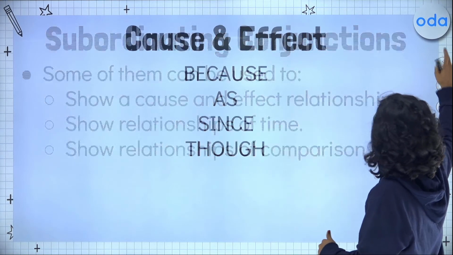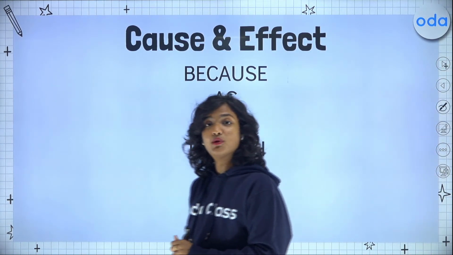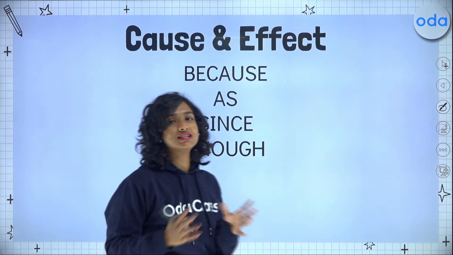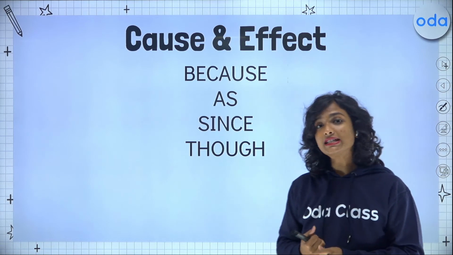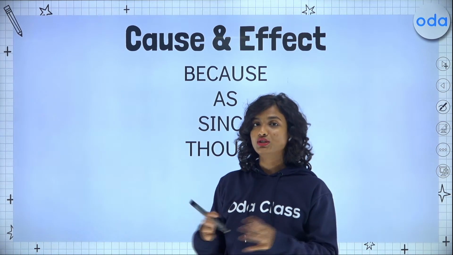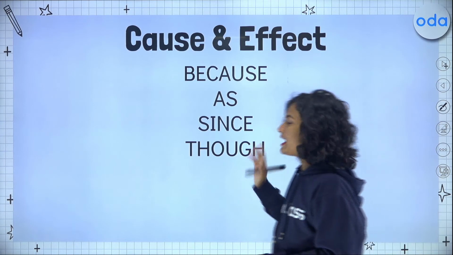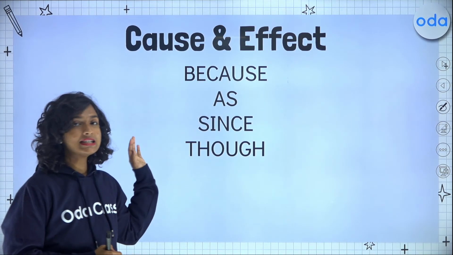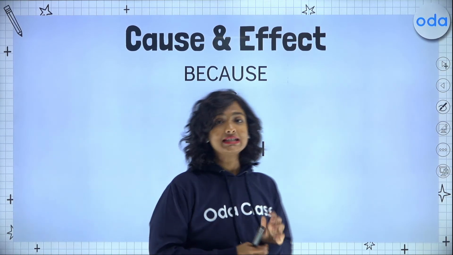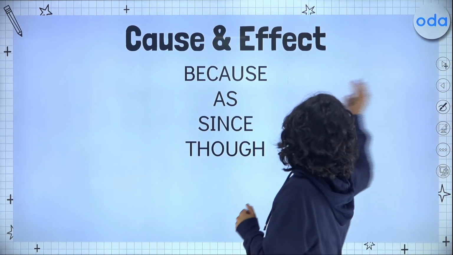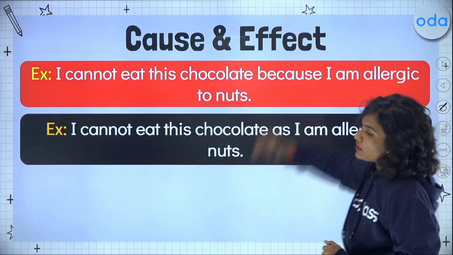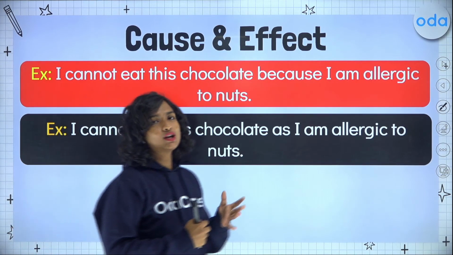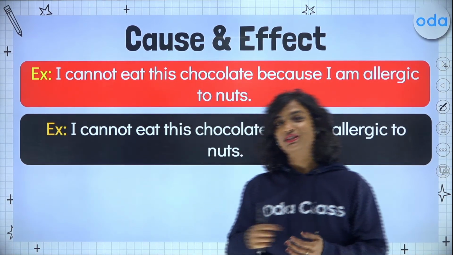Now, starting off with our cause and effect subordinating conjunctions. Once again, while coordinating conjunctions are only 7, both correlative as well as subordinating have lots of examples. In today's lesson, I will focus on these 4. We have because, as, since, and though. And same as last class, I will be taking 2 examples. The first one where you get to see where it is used and how it is used. And in the second, we get to use the conjunctions together.